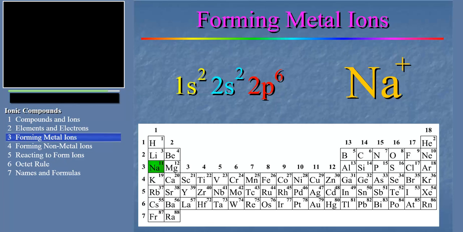Now, you'll notice that sodium is part of that large group of elements on the left of the periodic table. It's a metal. And what sodium does is typical of how metals react. They give up electrons.